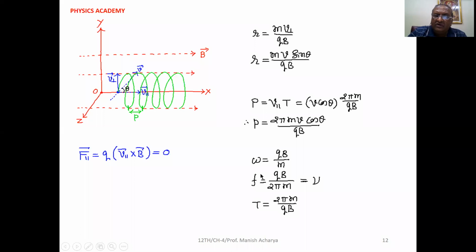And the angular frequency, the frequency and the periodic time we can give by the same equations which we discussed in the previous theory. So angular frequency omega is qB upon m, frequency f is qB upon 2 pi m, and the period of its revolution T equals 2 pi m upon qB. Frequency we also represent by the symbol nu. Clear to all of you?